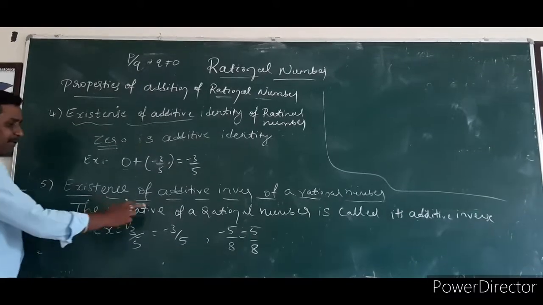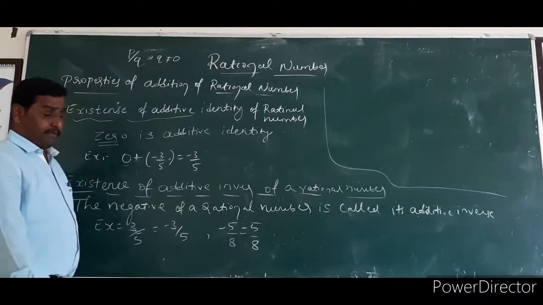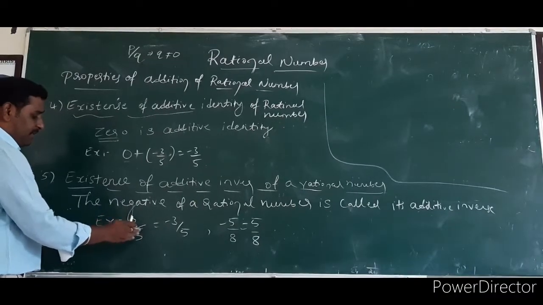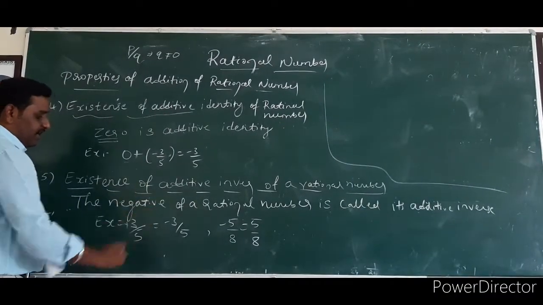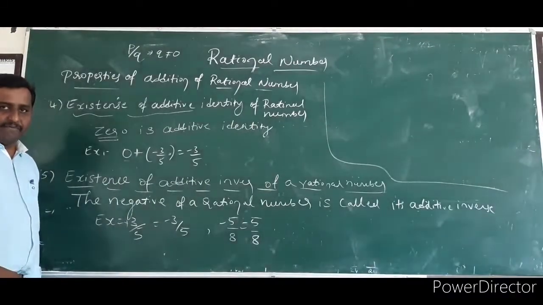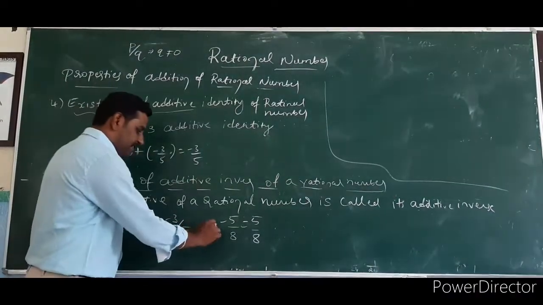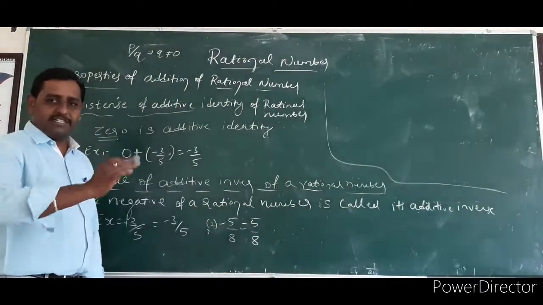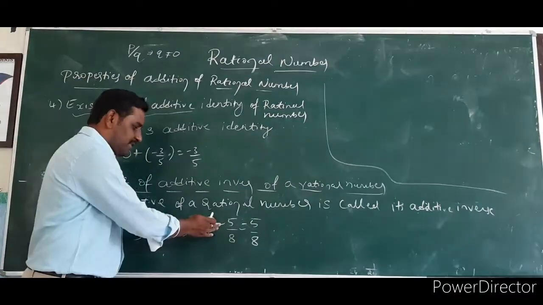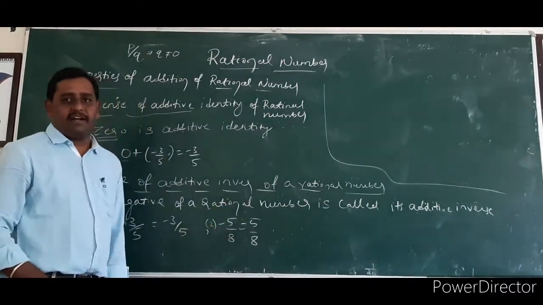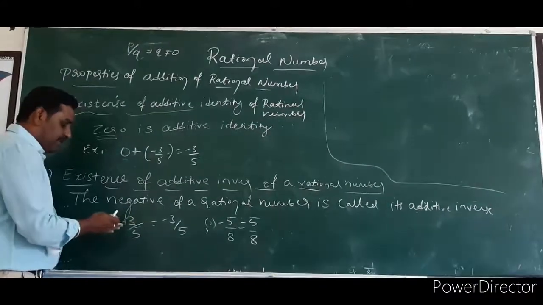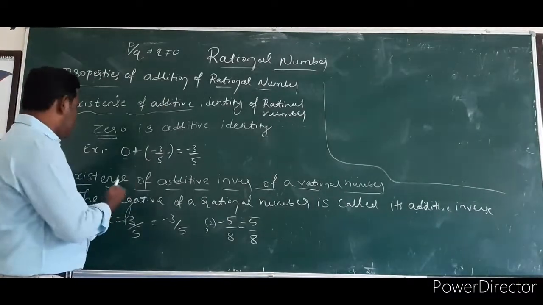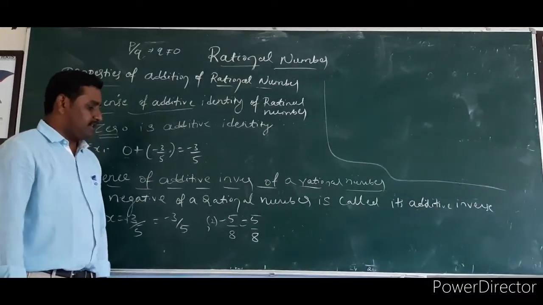Next, existence of the additive inverse of a rational number. The negative of a rational number is called its additive inverse. If you consider 3 by 5, what is its additive inverse? Here plus 3 by 5 is there, so the additive inverse is minus 3 by 5. Second example, minus 5 by 8: you change the sign to plus 5 by 8. If it is given with a minus sign, the same rational number with a plus sign is the additive inverse. If it is given as a plus rational number, the same rational number with a negative sign is the additive inverse. So this is the existence of the additive inverse of a rational number.